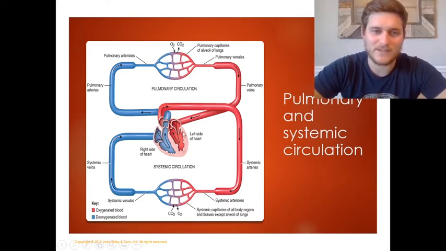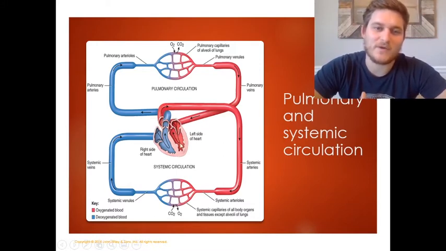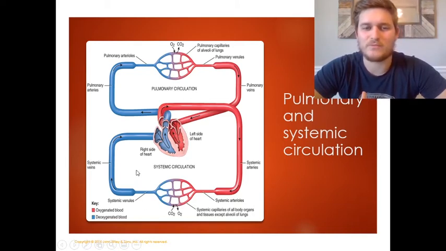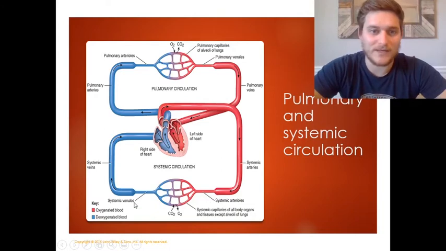And you can see that in order to transport that blood to the rest of the body, that oxygenated blood dumps into the left side of the heart and then is ejected out the aorta to be delivered to all of the organs and all the tissues and all the cells located in our systemic circulation.